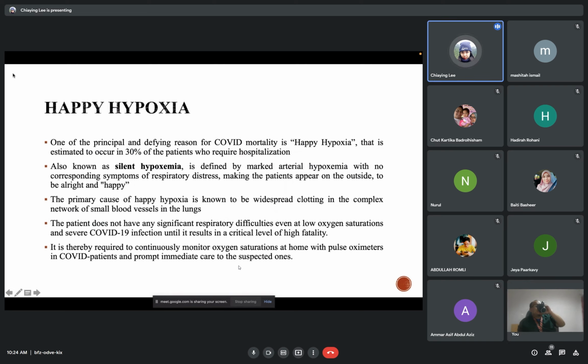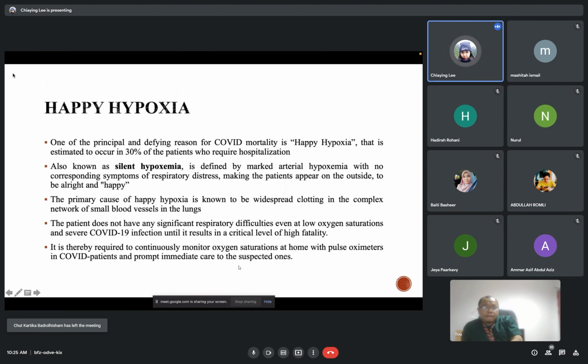Okay, so just now Dr. Fairuz has mentioned about happy hypoxia. I just want to highlight this is actually one of the principal reasons for COVID mortality that tends to occur in 30% of the patients who require hospitalization. It is also known as silent hypoxemia, which is defined by a marked arterial hypoxemia with no corresponding symptom of respiratory distress. So that's why we can see the patient looks well and fine on the outside, but they are actually already hypoxic in the body system. So the primary cause could be a widespread clotting in the complex network of small blood vessels in the lungs.